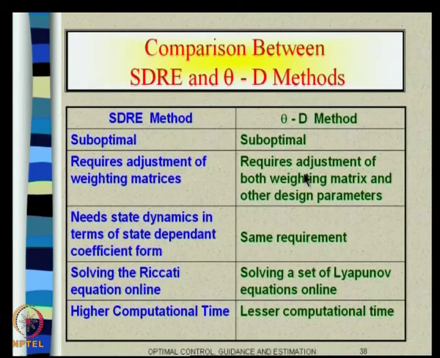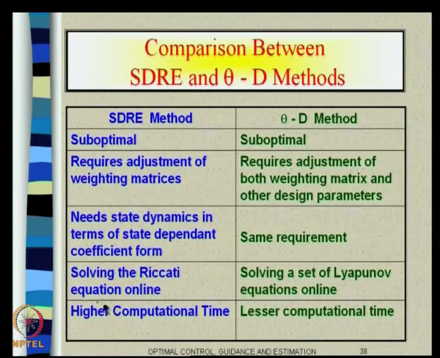So, it gives us a lot of design parameters. One way it is good because you can tune the design a little better, but the other way it is bad because too many tuning parameters means designers get confused and it may lead to more suboptimality. So, it is not really good if you have too much freedom that way. In the SDRE method, you need the state dynamics in state dependent coefficient form, and as I told, both methods require that, so in that sense this is not an advantage.